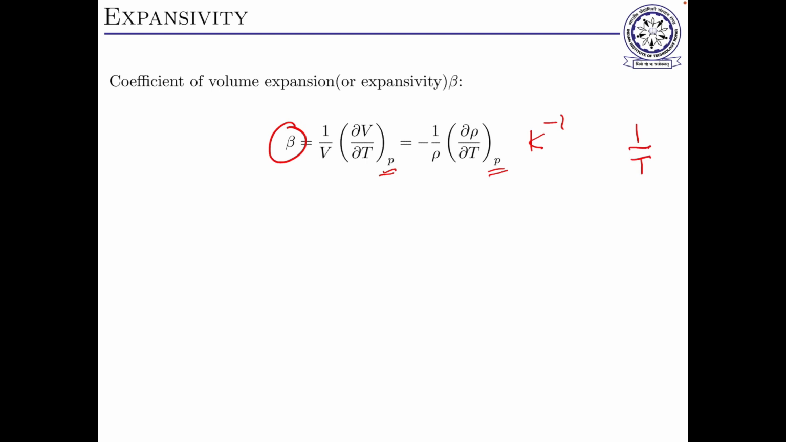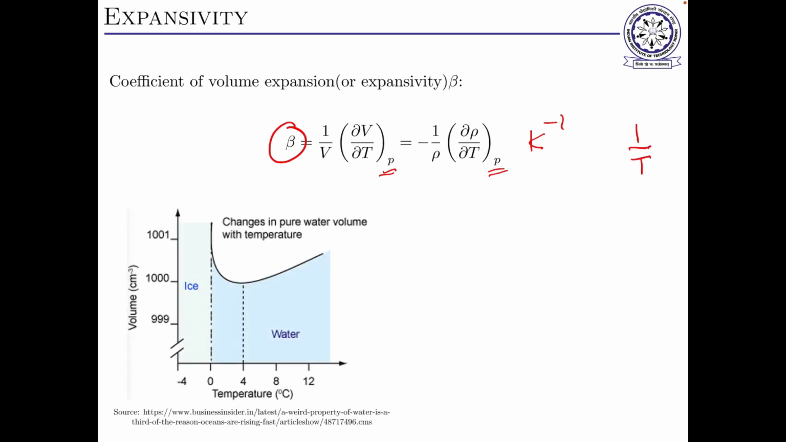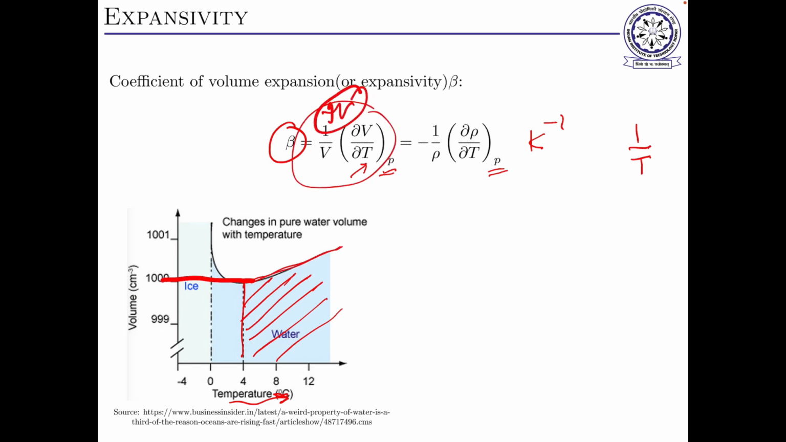Usually you think a fluid will always expand when you heat it. But there is one very peculiar thing, and that is water. Water, at some temperature range, near 4 degrees Celsius, has a maximum density. If you are talking about water above this region, it's fine: when temperature is increased, the volume also increases, so beta has a positive value. But when the temperature of water is less than 4 degrees Celsius, the volume is decreasing, so this will be negative.